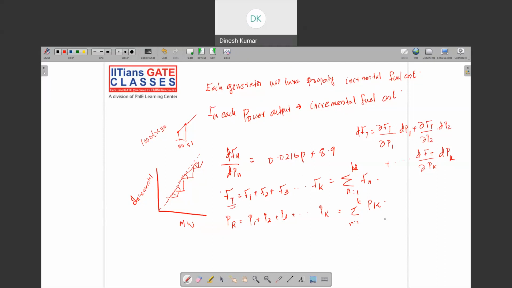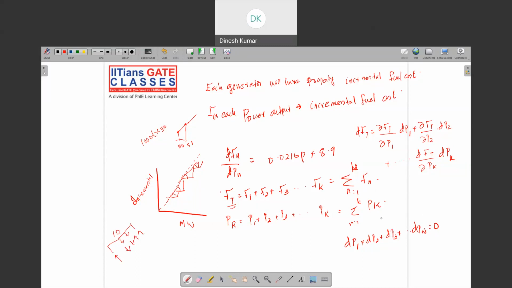But we know that the change in power, dP1 plus dP2 plus dP3, etc. up to dPn, will be 0, right? Because assume that there are 10 generators sharing equally. Then after calculating the economic load dispatch, if we increase one of them by something, in order to keep the total power constant, we have to simultaneously decrease another, so that the total change will be 0, right? That is basic. I hope you understand, right?